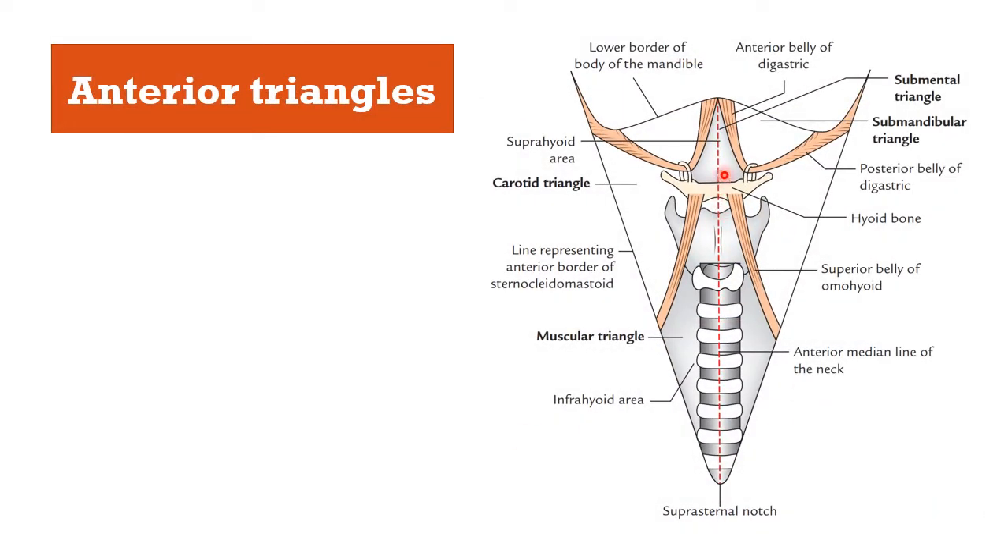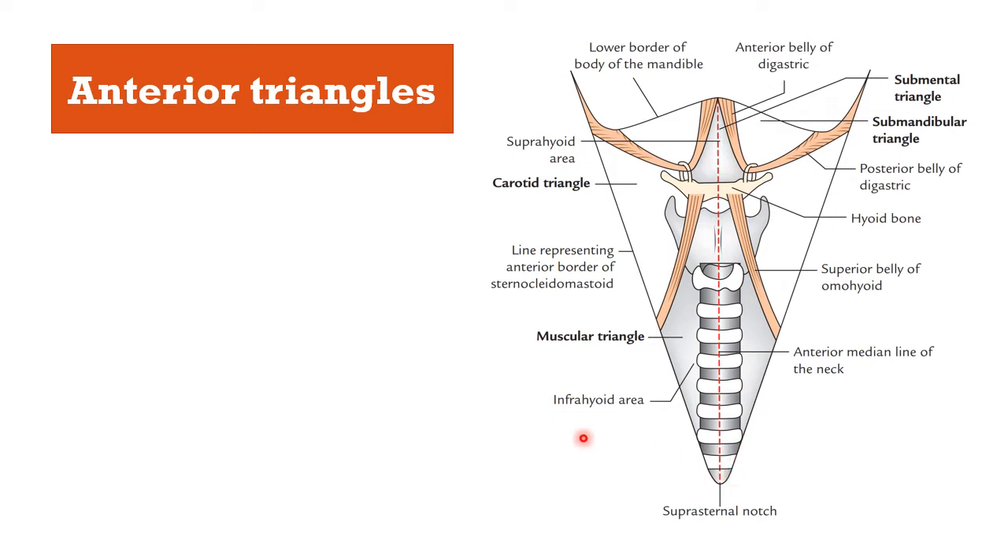Now in this picture, once again we try to see this midline, and above it is formed by the lower border of the body of the mandible and the lower border of the ramus of mandible and also the gonion or angle of the mandible. That is forming the superior boundary. Then the inferior boundary is formed by the anterior border of sternocleidomastoid muscle.